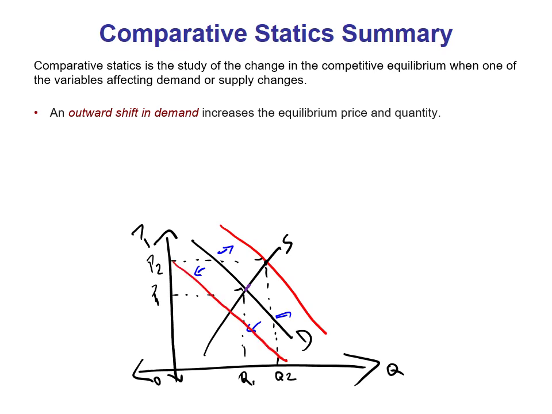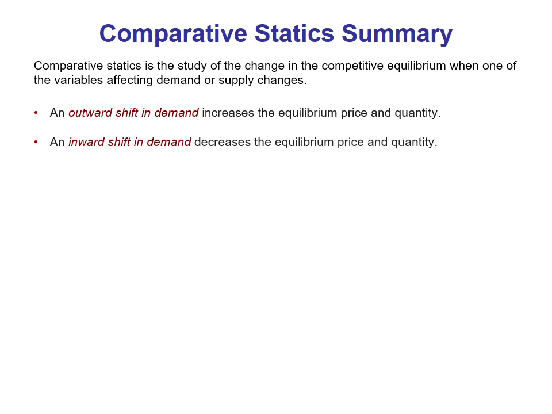Okay, this would be our new equilibrium. Okay, and now you can see quantity has reduced and price has been decreased as well. So that's all we're saying for these two. An outward shift in demand increases the equilibrium price and quantity, and an inward shift in demand decreases the equilibrium price and quantity. Okay, so there we have it.